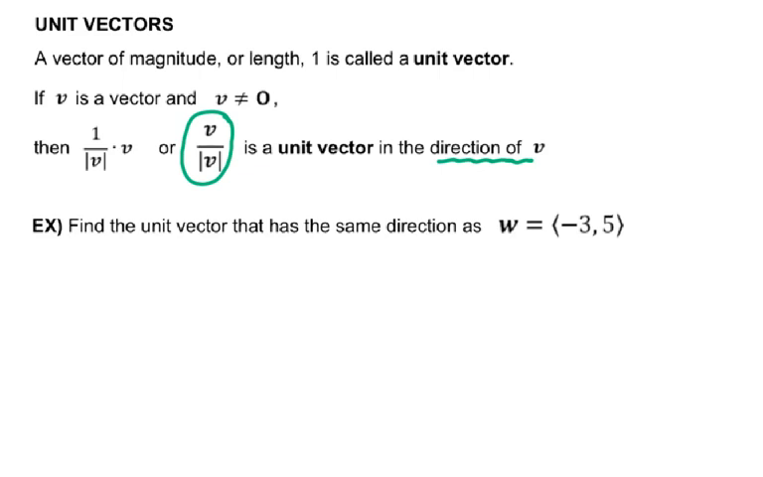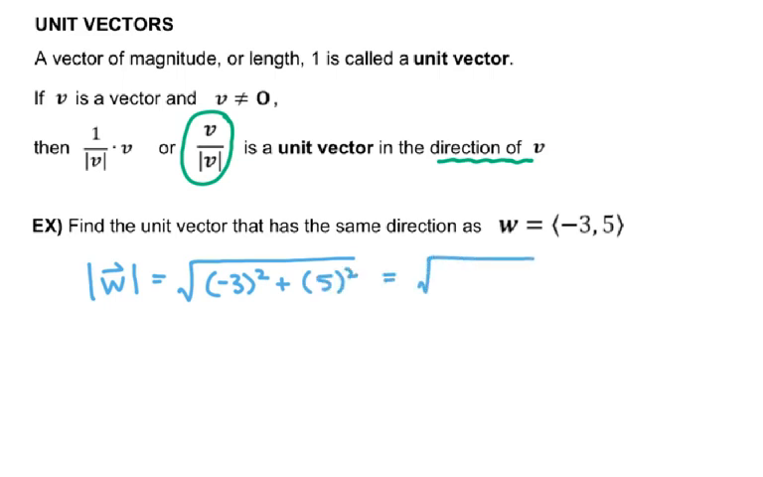So, for example, we are given the vector w here with components -3, 5. If we are asked to find the unit vector, we first then need the magnitude. The magnitude of vector w is the square root of -3 squared plus 5 squared, or the square root of 9 plus 25, which is the square root of 34. So the square root of 34 is the length of this vector.